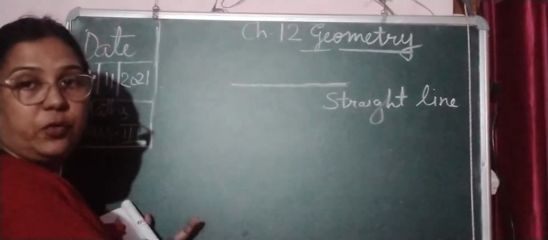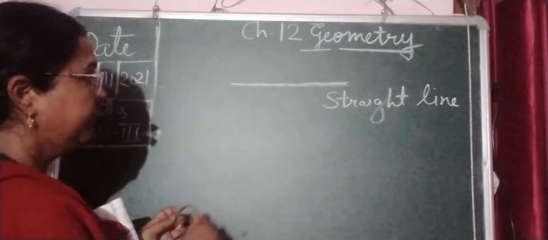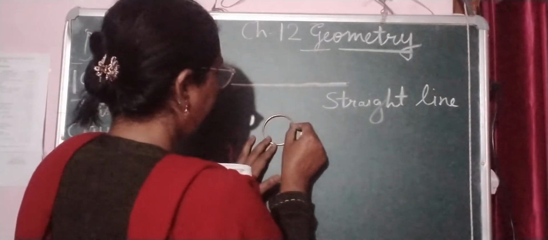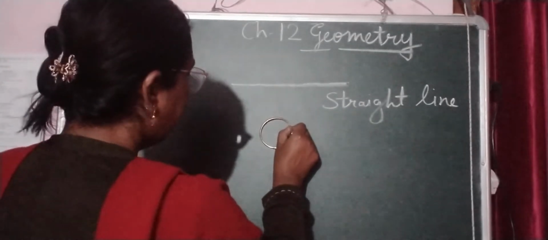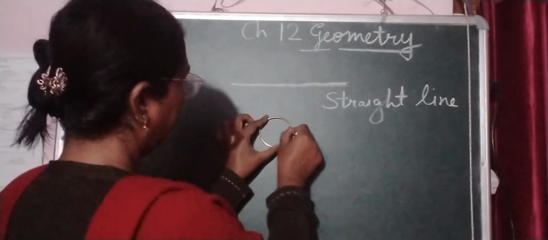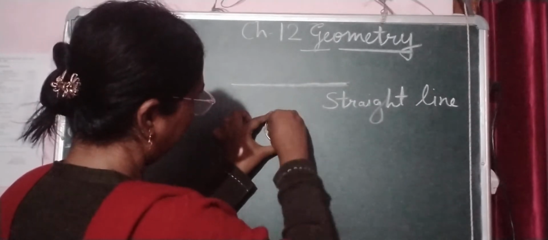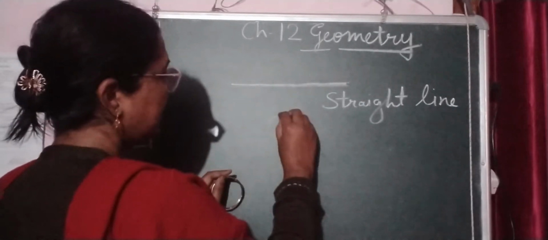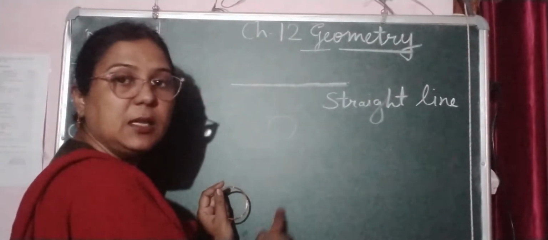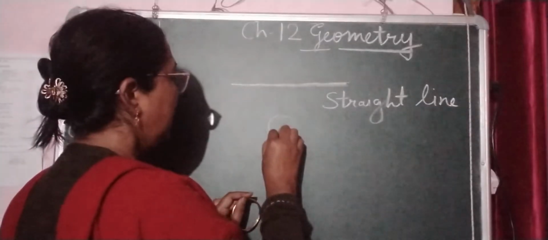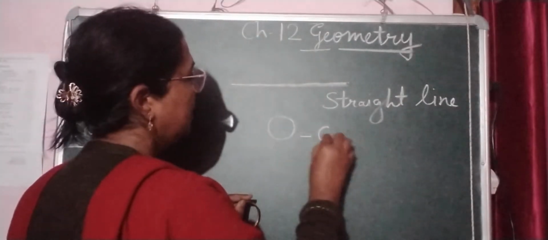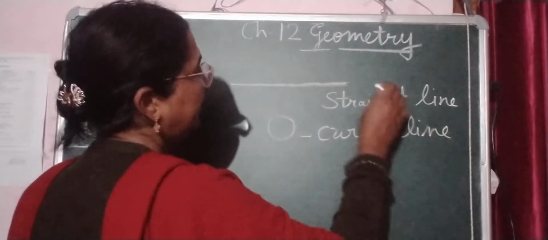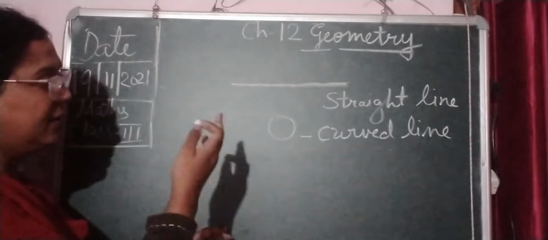And if we draw with the help of a bangle, suppose this is the bangle, and if I draw a line inside this bangle, this will be called a curved line because it has a curve. So here, children, there are two types of lines, straight line and curved line.